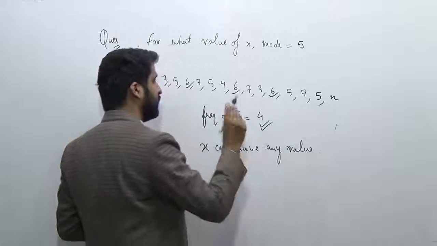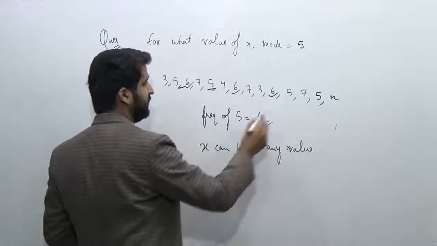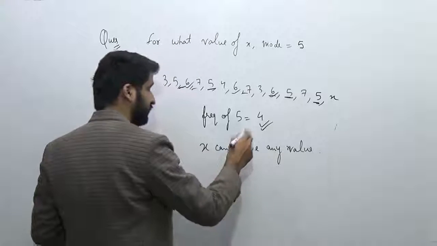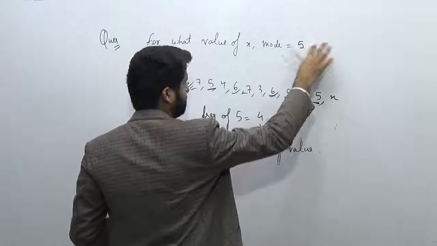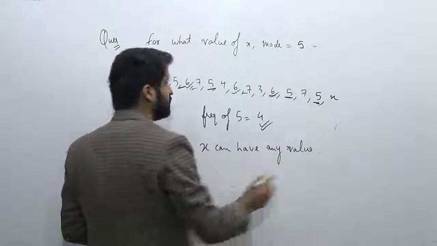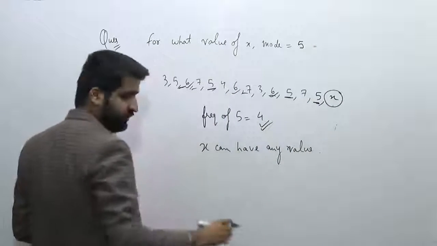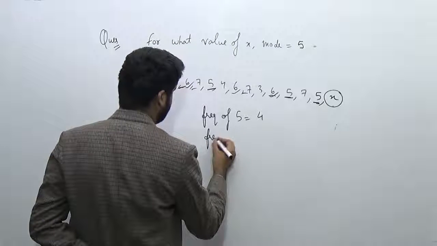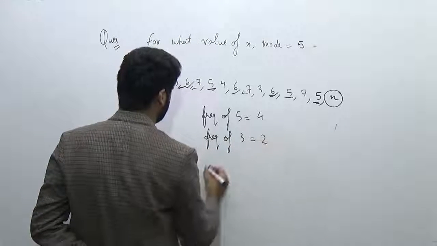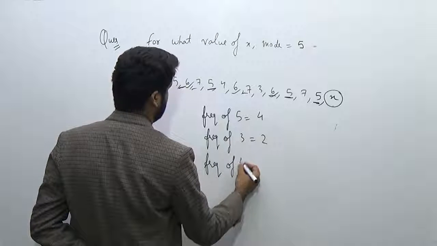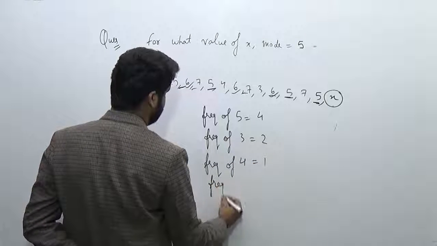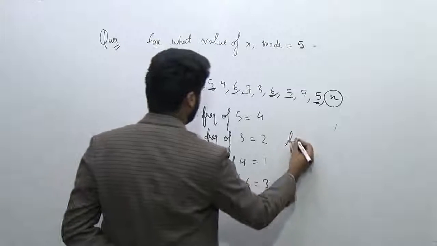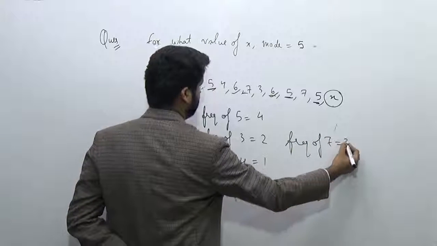In the case of 6, you will see that 5 is coming 4 times and 6 will also come 4 times. Okay, so the mode here will be equal to 5 as well as 6. So the mode will be 5 anyways, right? So the value of x, if you want to calculate, you can see by constructing the frequency or the tally marks of all the observations. The frequency of 3 is equal to 2. The frequency of 4 is equal to 1. The frequency of 6 is equal to 3. Similarly, the frequency of 7 is also equal to 3.